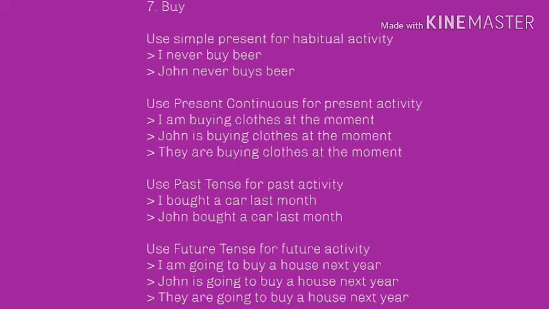Use past tense for past activity. I bought a car last month. John bought a car last month. Use future tense for future activity. For example, I am going to buy a house next year. John is going to buy a house next year. They are going to buy a house next year.